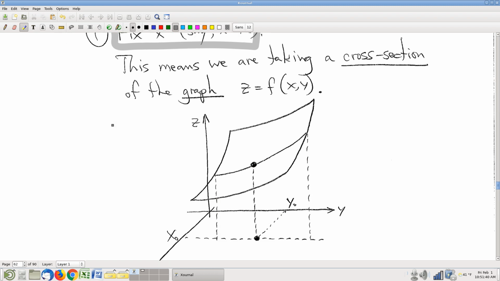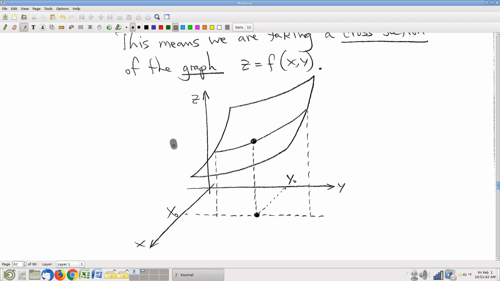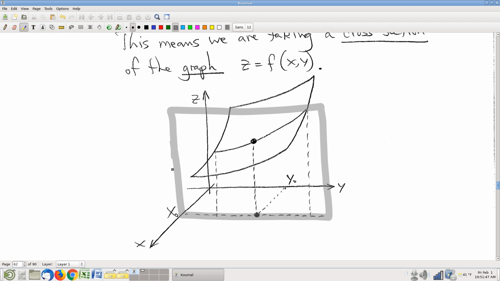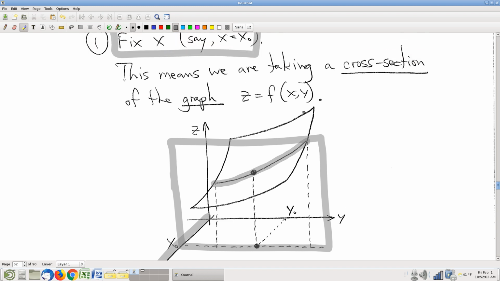Now in the graph context, fixing x means you're going to restrict your attention to that plane where you have a constant value of x. And that, of course, takes a cross section of the graph, and that restricts you then to looking at that cross section curve there. So I have an existing geometric interpretation there when I fix x. Okay.